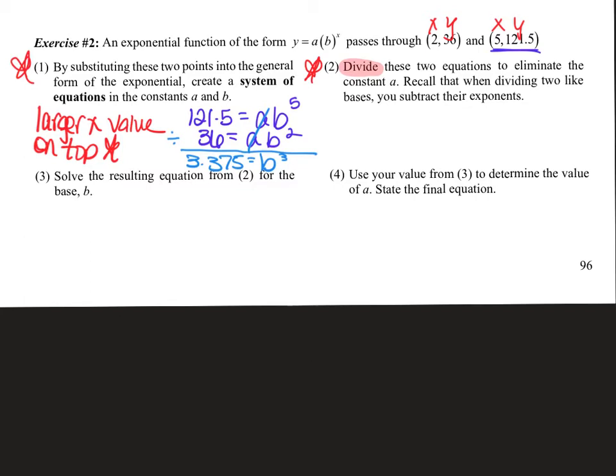So step number 3, and I should have starred that one also. Actually, I'm just going to star them all because they're all important. Solve the resulting equation from part 2 for the base B. So what I got in part 2, I'm just going to bring down here. 3.375 equals B cubed.